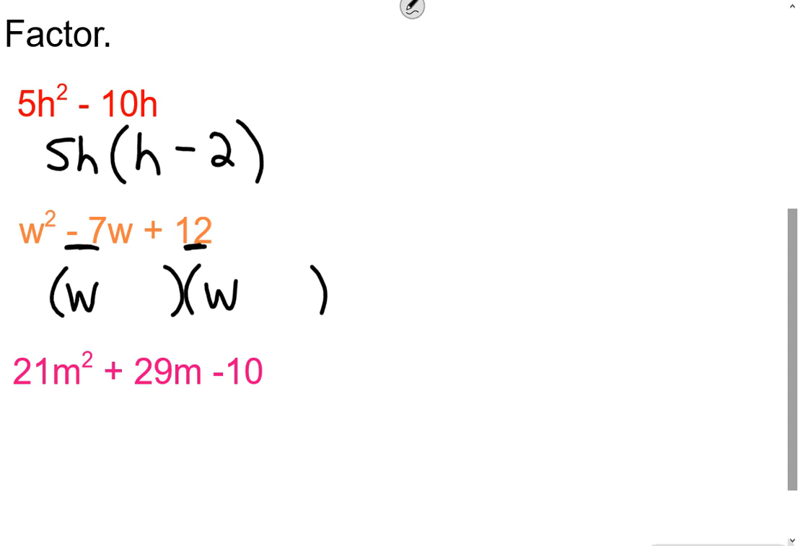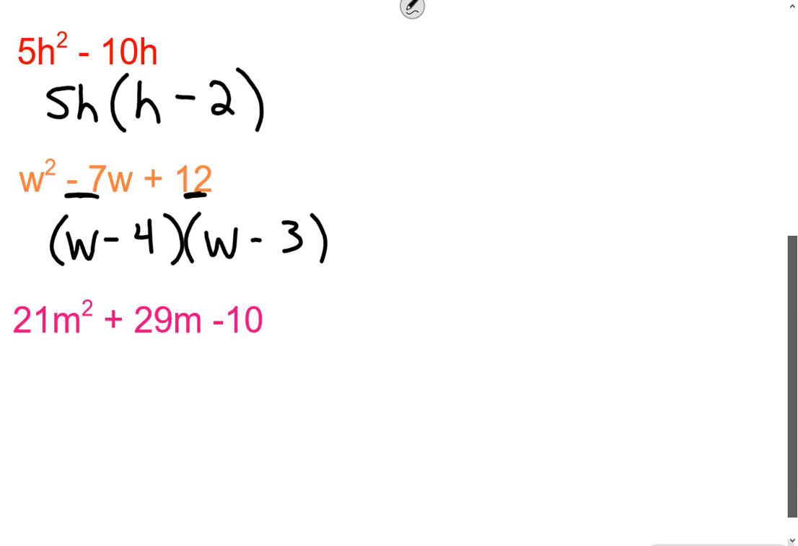Well, if it's going to add to be a negative, that means they both have to be negative. And a negative times a negative is a positive, so that's good. And then, well, 4 times 3, or -4 times -3 is 12. But when I add those two numbers together, I get -7. I have my factors. If I were to FOIL that back together, I'd be right back at the original.